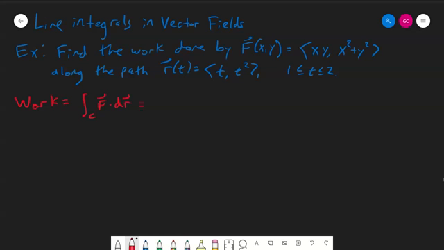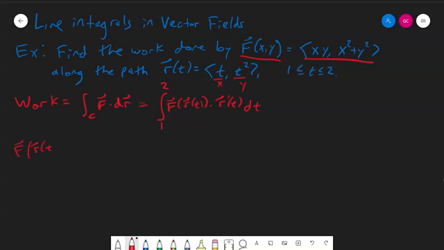And what that actually means in practice is that you want the integral in terms of t, where, well, in this case, t ranges from 1 to 2. And on the inside, what you want is f of r of t dotted with r prime of t. So f of r of t, that just means take your vector field f and take r, and you use the first component of r for x and the second one for y.